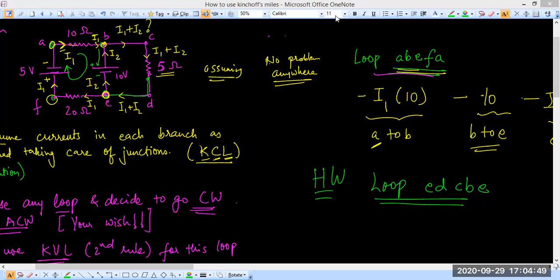In EDCBE, there is a battery. Between E and D, there is nothing, right? Between E and D, there is nothing. Between C and B, there is nothing. So you don't have to worry about that, right? Got it, Sorali? Okay, fine.